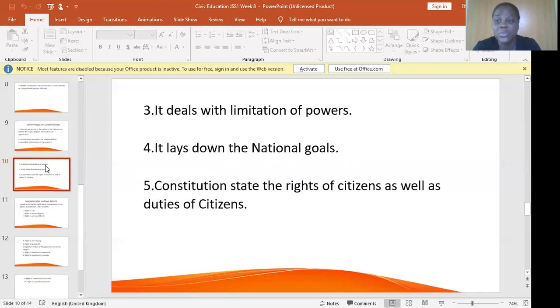expected to do. Number one major duty is to pay your tax, be obedient to laws, be peaceful, be hospitable, and so on and so forth. Those are the things that are stated in the Constitution.